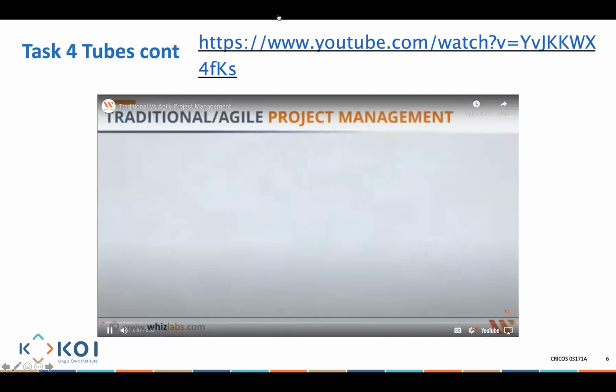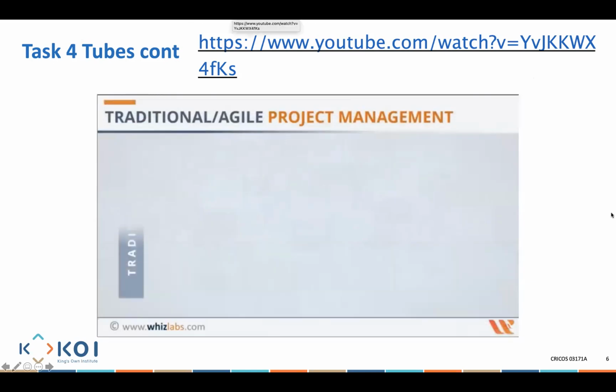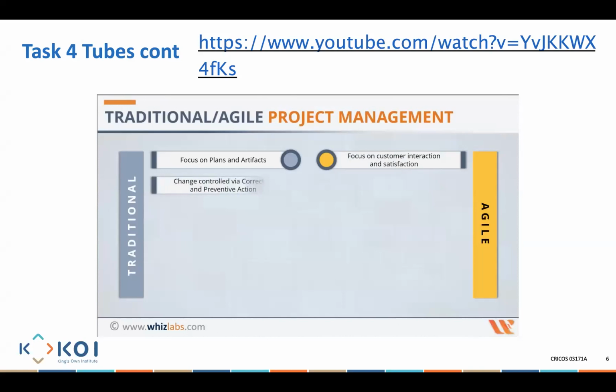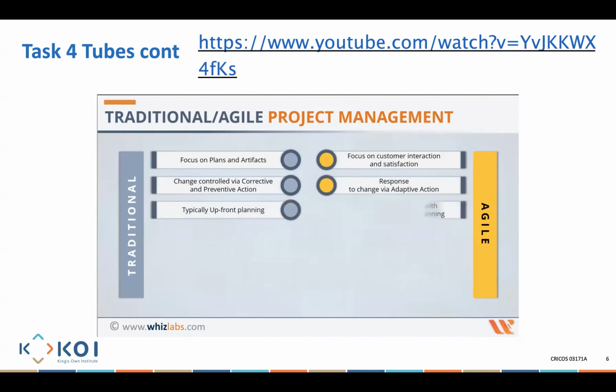You would know there are 2 approaches to projects: traditional and agile. Let us understand what these approaches are and how they differ. While traditional project management focuses on plans and facts, agile focuses on value and customer satisfaction. Traditional project management responds to change through a change control process. Agile, on the other hand, manages changes through adaptive actions. While the traditional method relies on upfront planning, agile methodology follows progressive elaboration through release, wave and iteration planning.